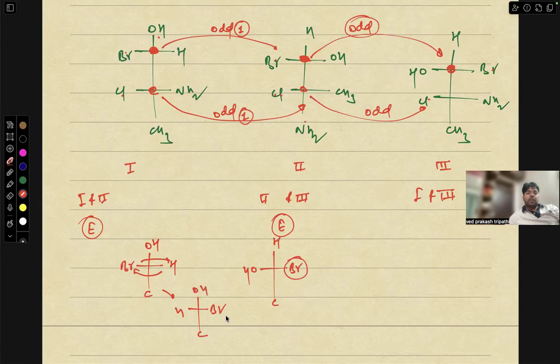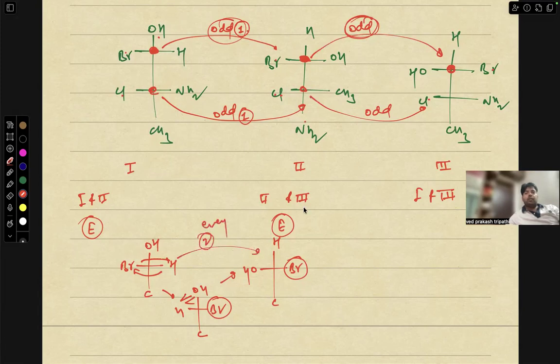Now my Br is fine, and then you can compare OH with H. So you can see OH and H. So overall 2 exchange, and also odd plus odd produces the third compound. So this is odd plus odd, it means 1 plus 1 is 2. So top to top is here even exchange.